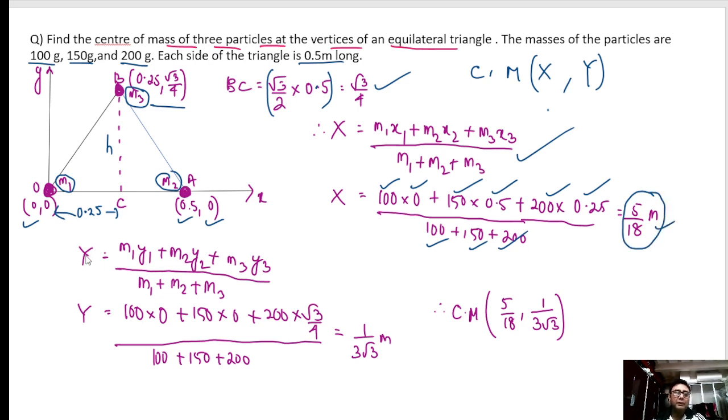Similarly, let us find the y coordinate of the center of mass. The formula is given to you. So this is m1 into y1 plus m2 into y2 plus m3 into y3 by m1 plus m2 plus m3, which is coming, this y is 1 by 3 root 3 meters. So the center of mass will lie at this coordinate. Clear? Let's see the next sum.